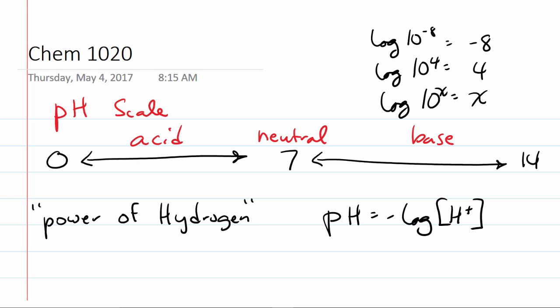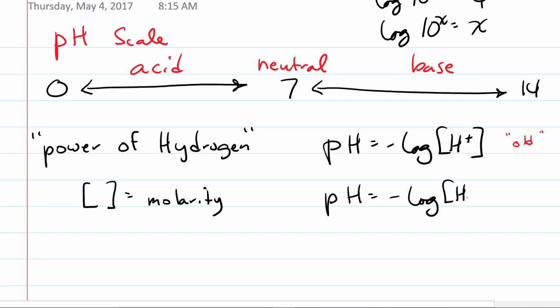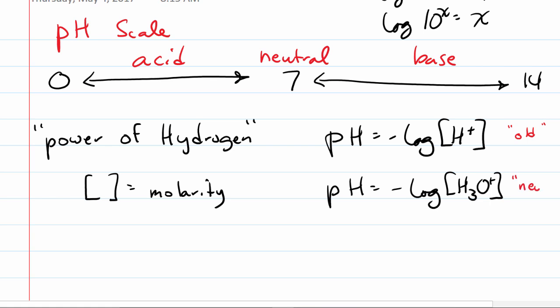So now, a couple other things that we should look at here. Another one is what these square brackets stand for. These square brackets stand for molarity. So when you see the square brackets around a quantity, that means we want to take the molar concentration of those values. And so, while this here happens to be the old definition of pH, the new definition of pH looks like this. We define it as being the negative logarithm of the hydronium ion concentration. And so this is a newer, more modern definition.